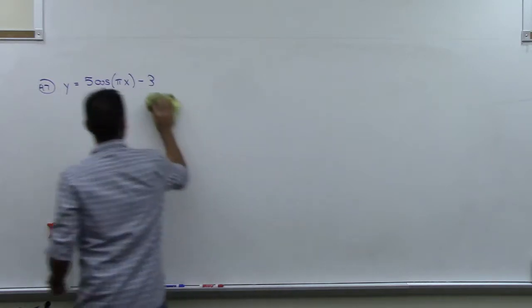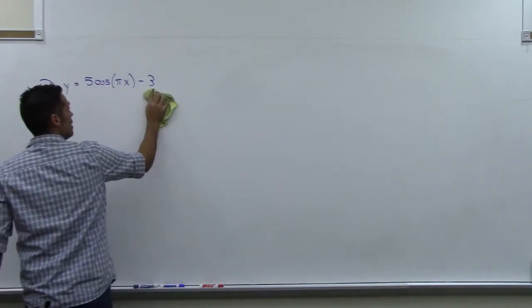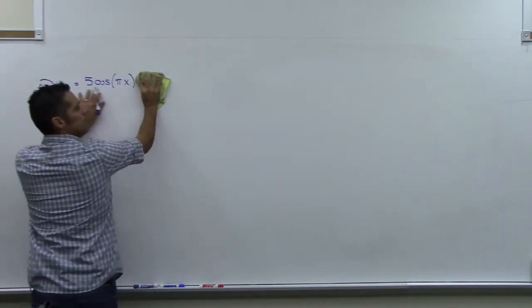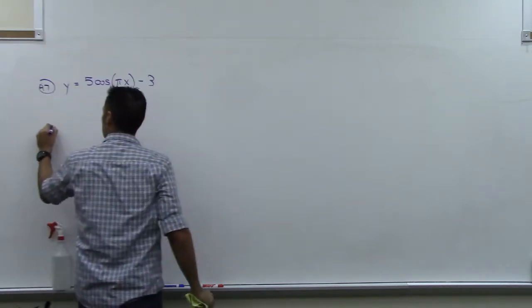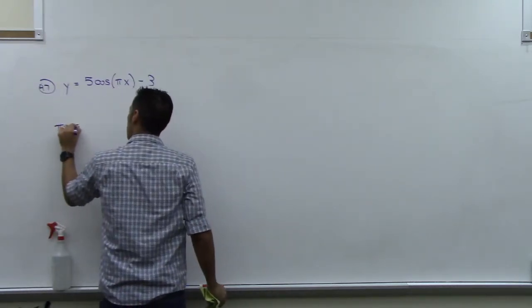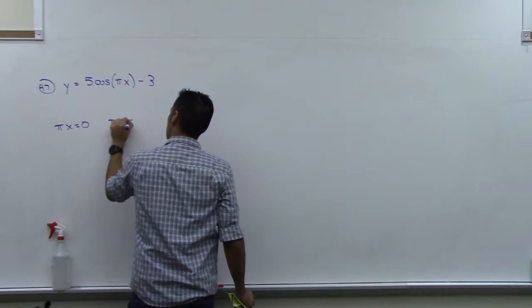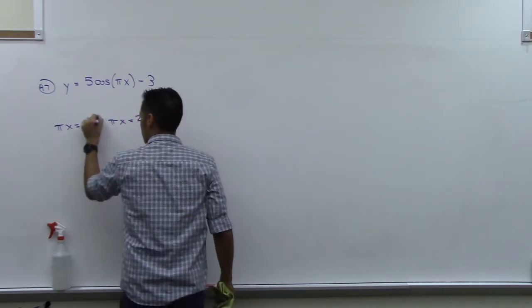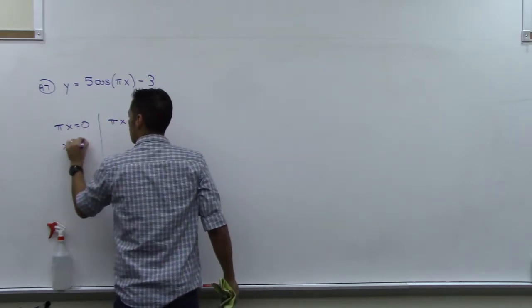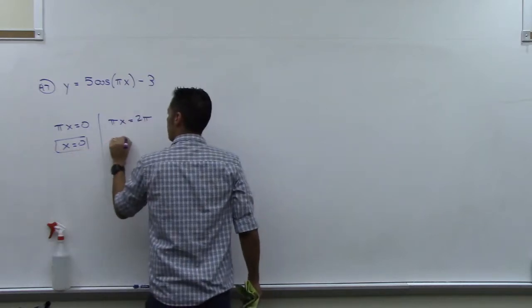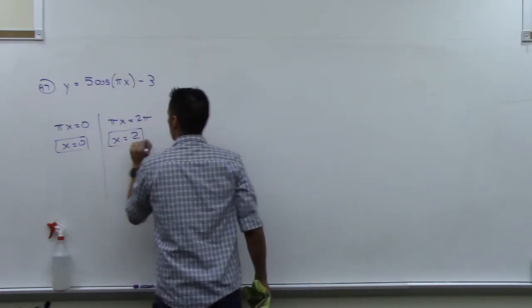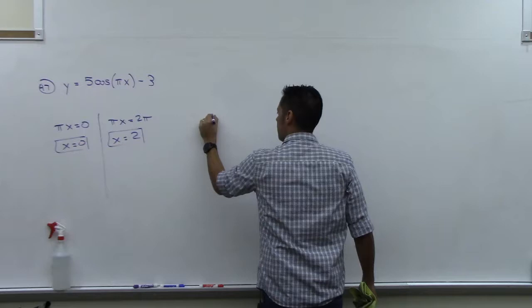We're going to ignore the minus 3, which is going to move every point down 3. We're going to start with this piece and try and draw a graph. So I set pi x equal to 0, pi x equal to 2 pi, because it's a cosine function. That's my standard approach. I get 0 here. I get 2 here. Oh, good. That'll be easy to cut up.